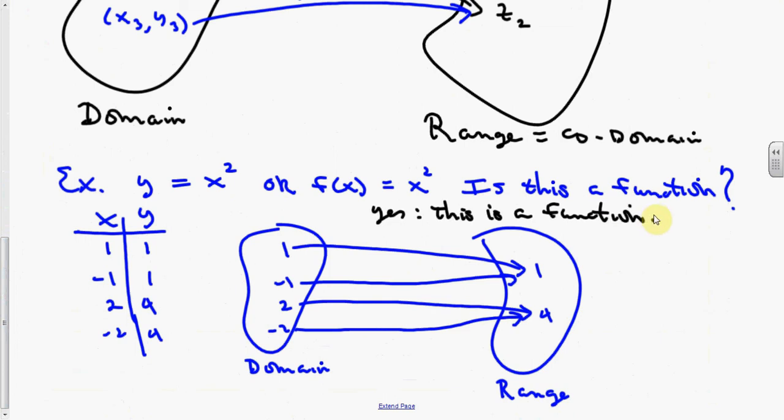It wouldn't be one-to-one, but it's a function. One-to-one means that for each domain value, it maps to only one range value. So x sub 1 goes to y sub 1 only, right? X sub 2 goes to y sub 2 only, right? That's one-to-one. This is not one-to-one, but it's a function, right?